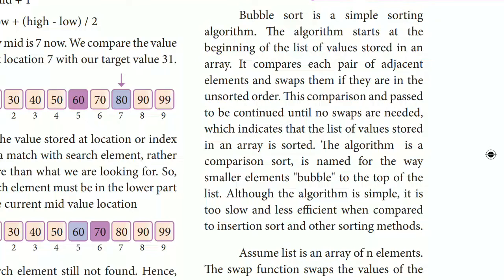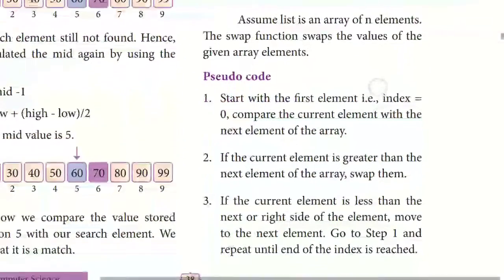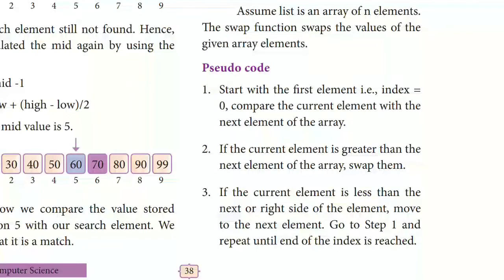The basic work is that it will compare the first two elements. If the second element is lesser than the first element, then it will swap them. Swap means exchanging the position of the elements. We'll see that one by one. So we'll get into the pseudocode, which means the steps that are done here.